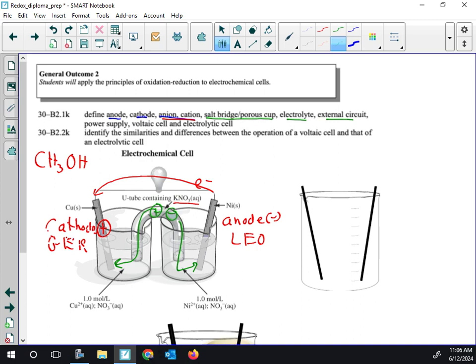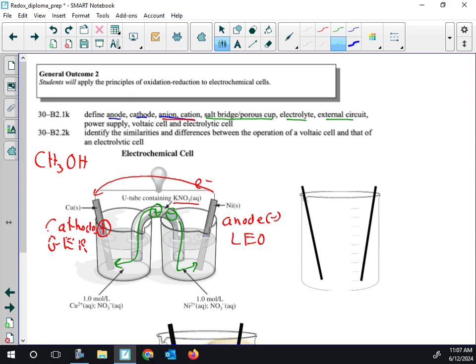So we've covered a lot of the terms. We'll dive into them more. We've got anode and cathode and their polarity. We've got cation and anion movement. We have a salt bridge. We haven't come across a porous cup yet. We will at the bottom of the slide. And we need to have electrolytes that have ions throughout our cell.